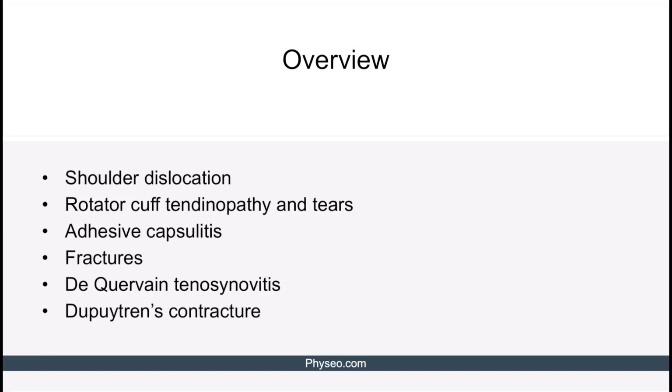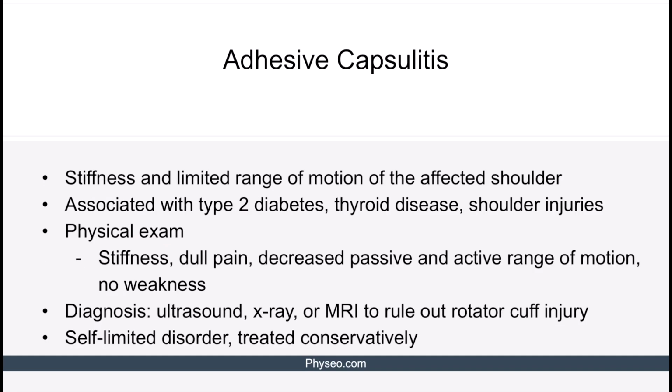Next, let's move on to adhesive capsulitis. Adhesive capsulitis is a disorder characterized by significant stiffness and limited range of motion of the affected shoulder, which is why this disorder is also known as the frozen shoulder. It's associated with type 2 diabetes, thyroid disease, and a history of shoulder injuries.